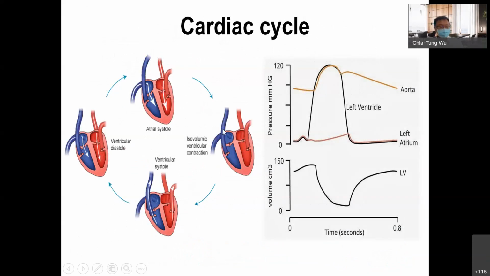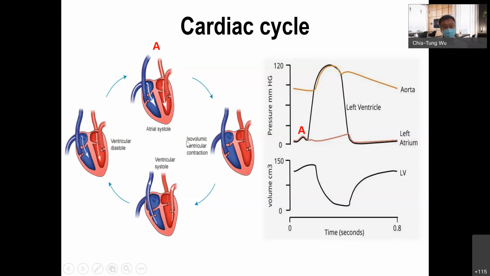Here is the cardiac cycle. The left side is the cycle of the heart, and the right side is the pressure curve for the aorta, the left ventricle and left atrium. We start from point A. Point A is after the P wave on the ECG. So it means the atrial systole. The atrium squeezes the blood into the ventricle.